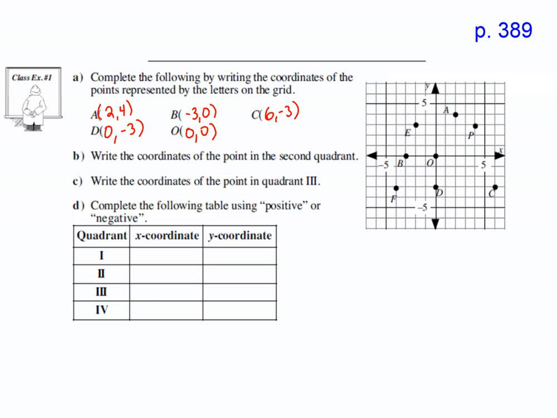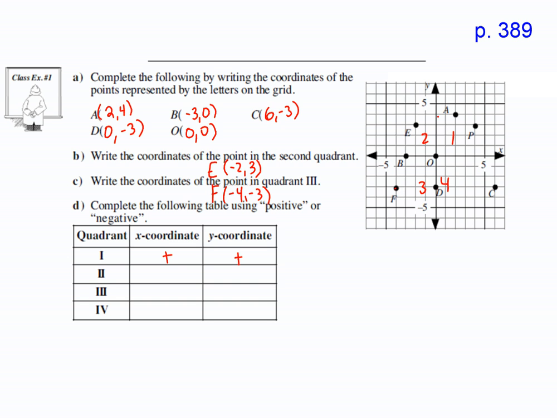It's always called O. Okay, coordinates of the point in the second quadrant. So 1, 2, 3, 4. That would be -2 and 3. That would be E. Okay, in quadrant 3, what's the coordinate of the point in quadrant 3? Which one? -4, -3.